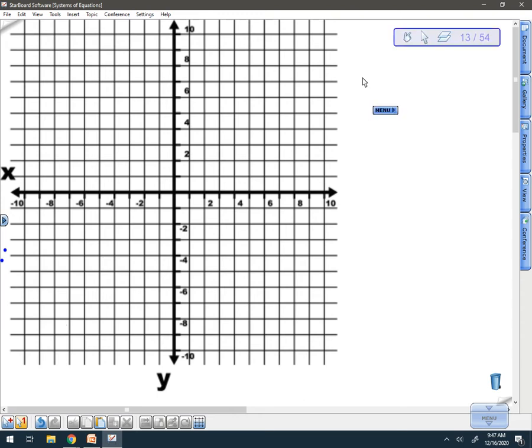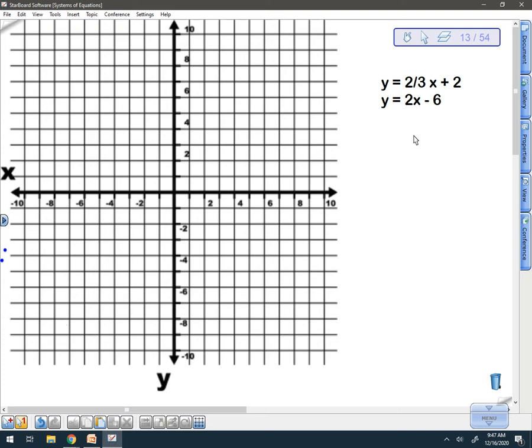Here we go. So I've got a graph. I've got some examples here that I'm going to go through with you. So let's say I have y equals 2/3 x plus 2 and y equals 2x minus 6. All right, so I've got these two equations. I want to know what's the solution to that system of equations.